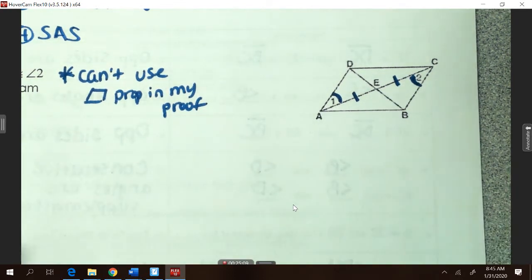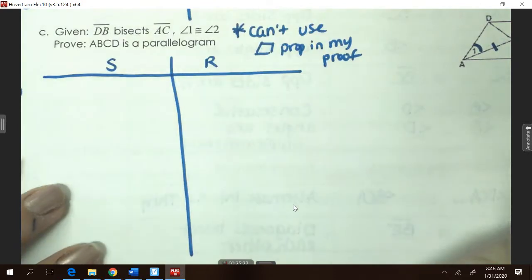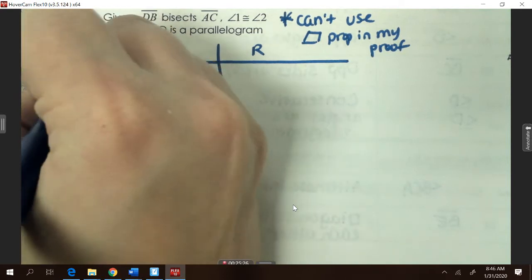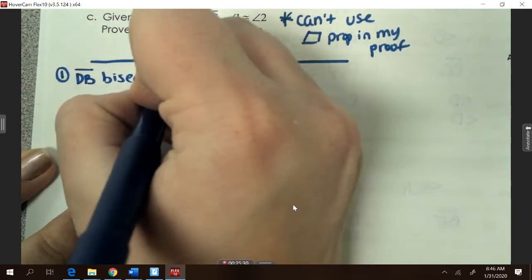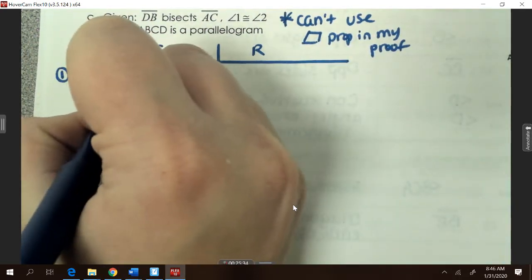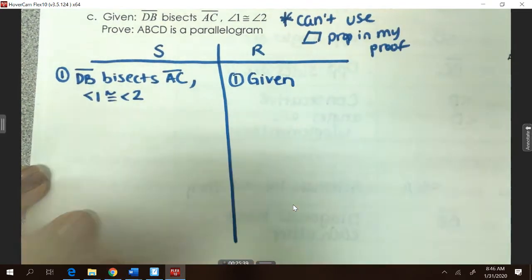Okay, so let's go ahead and start our proof, and then we're going to start trying to figure out how we can prove it's a parallelogram. So I'll set up my statements and my reasons. Okay, the first thing I'm going to put is just the given, as always. So for step 1, I'll put that DB bisects AC. And I'm going to put that angle 1 is congruent to angle 2. Okay, that all is just given information.